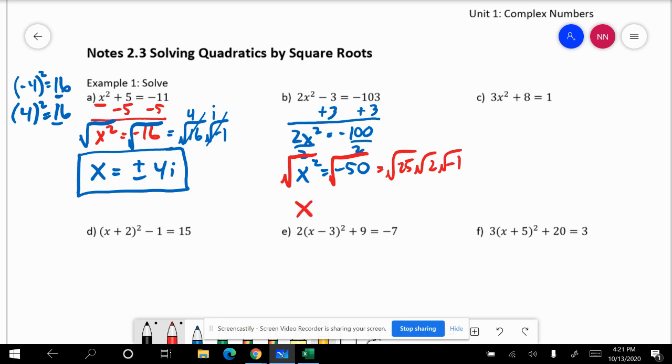So our answer is plus or minus. We have to remember the positive root and the negative root. Square root of 25 is 5. Square root of negative 1 is i. And then we're going to put square root of 2.